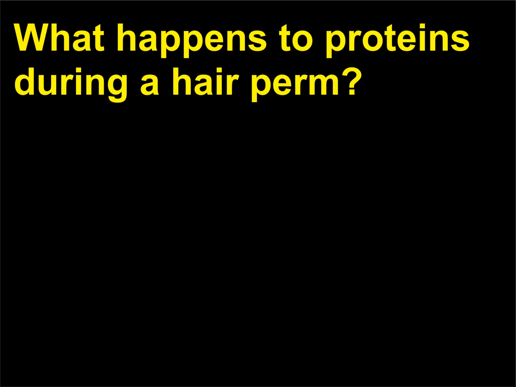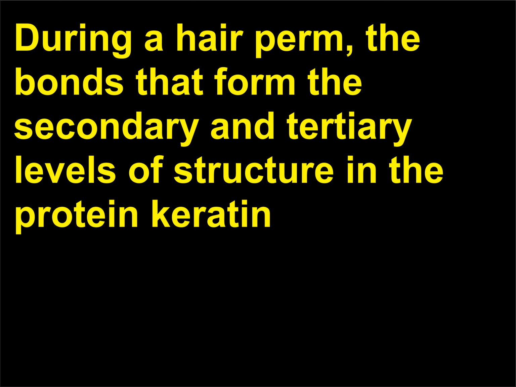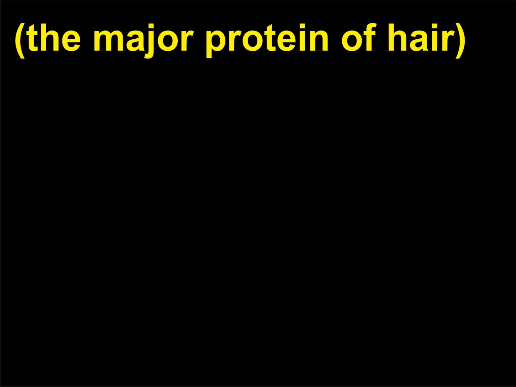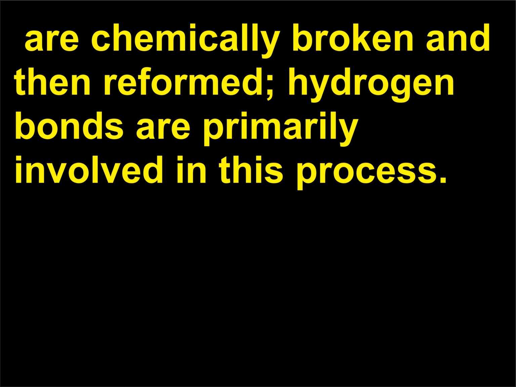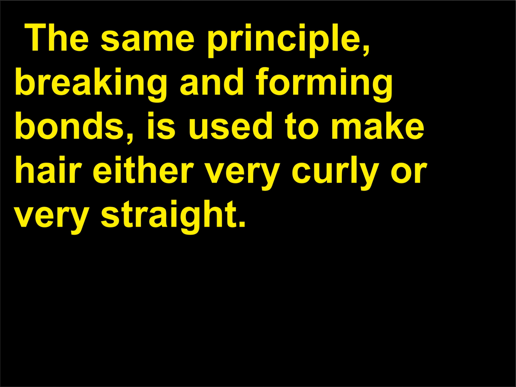What happens to proteins during a hair perm? During a hair perm, the bonds that form the secondary and tertiary levels of structure in the protein keratin, the major protein of hair, are chemically broken and then reformed. Hydrogen bonds are primarily involved in this process. The same principle, breaking and forming bonds, is used to make hair either very curly or very straight.